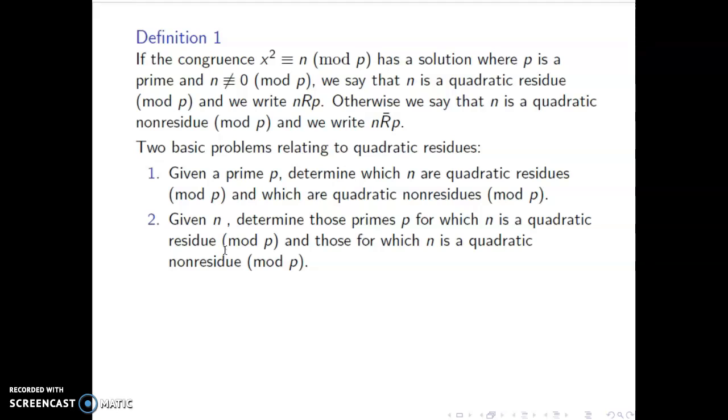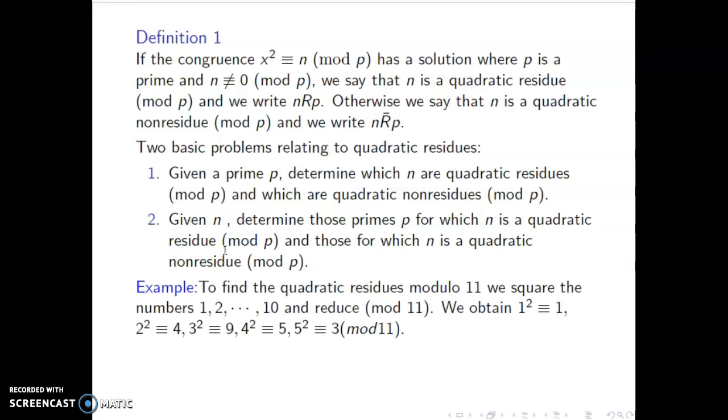Now let's look at an example. To find the quadratic residues modulo 11, we square each of the numbers 1, 2, 3 up to 10 and reduce them modulo 11. We get 1 squared is 1, 2 squared is 4, 3 squared is 9, 4 squared is 5, 5 squared is 3 mod 11. Note 5 squared is 25, which is the same as 3 mod 11.